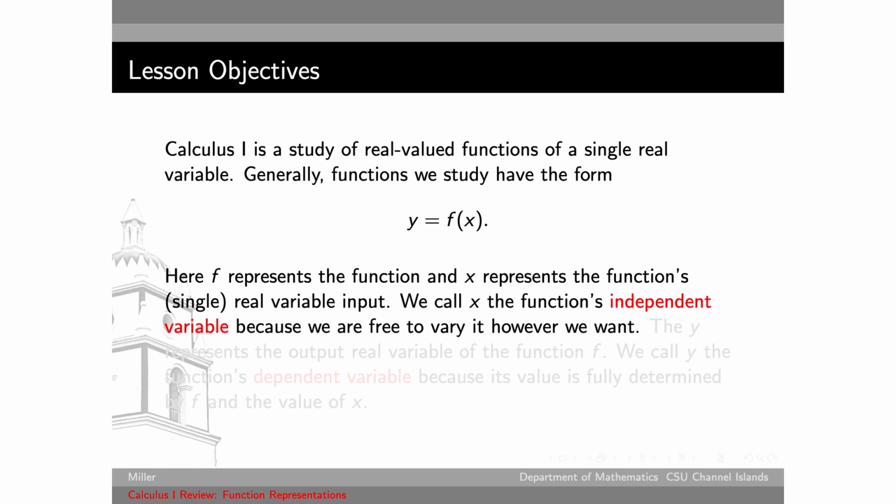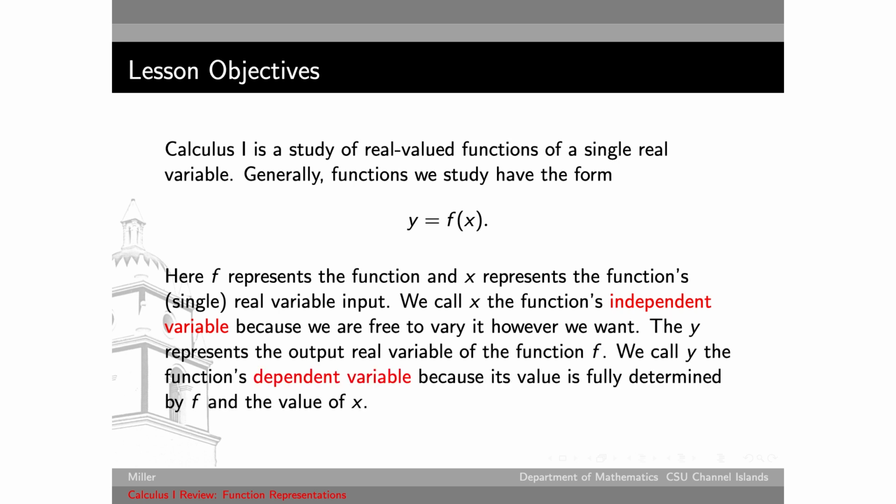We call x the function's independent variable because we are free to vary it however we want. The y represents the output real variable of the function f. We call y the function's dependent variable because its value is fully determined by f and the value of x.